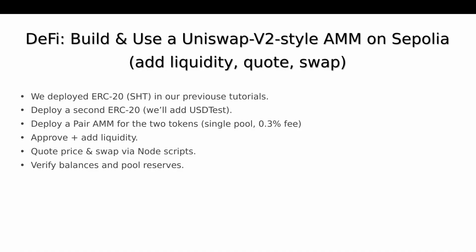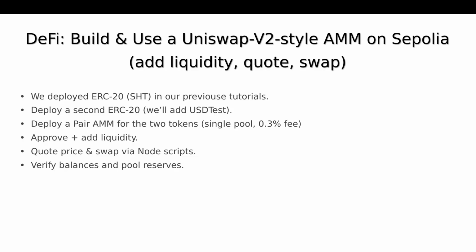In the previous exercise, we deployed the ERC20 SHT token as a contract using Remix. In today's, we will deploy another ERC20 token. I will name it USDTest. And then we will write another automated market maker contract for these two tokens, with a single pool having 0.3% fee. That will be an exchange or swapper between these two tokens, the one we create and the one created in our last video.